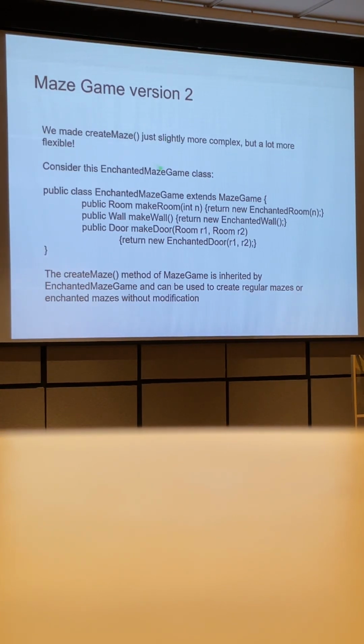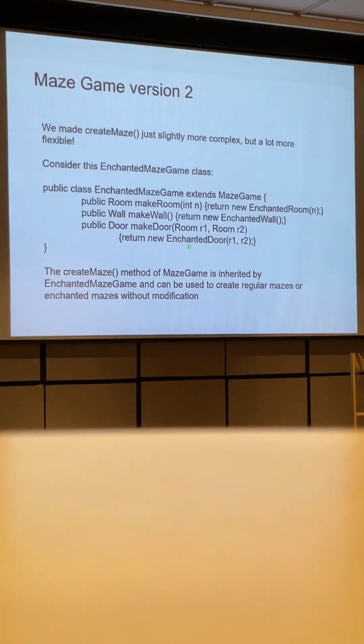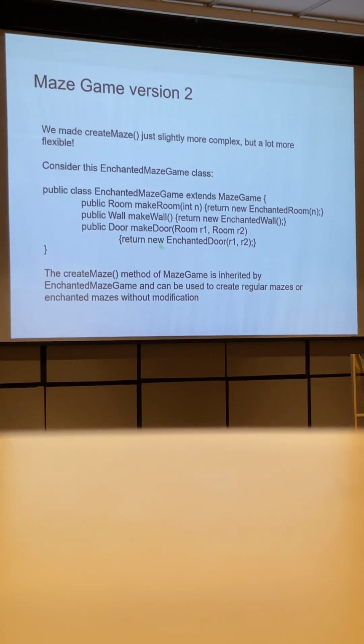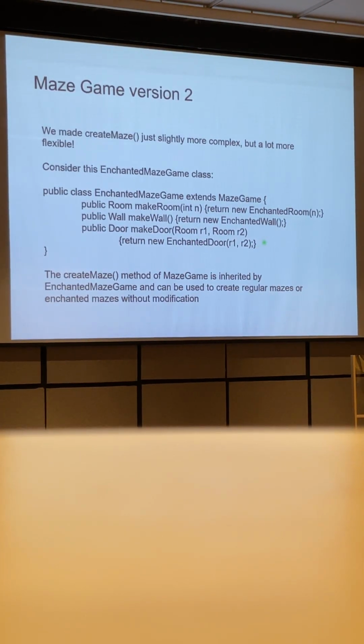So here's an example. We have an enchanted maze game, which is a subtype of maze game, and we override all those factory methods so that they return more specific types of objects that we need for this particular game. For enchanted maze game, we need make room to return an enchanted room, not just a standard room. Make wall returns an enchanted wall, and the same with doors, so an enchanted door between two rooms.